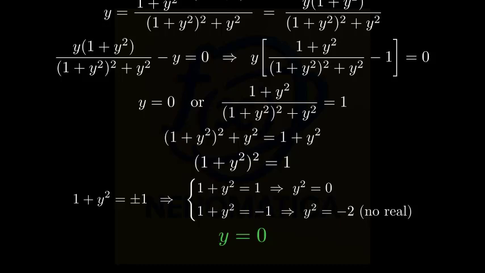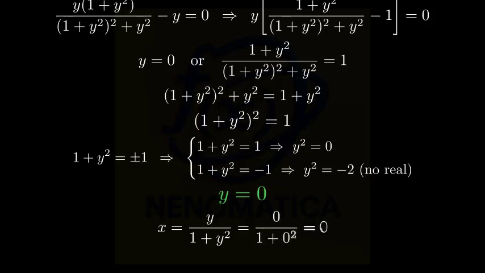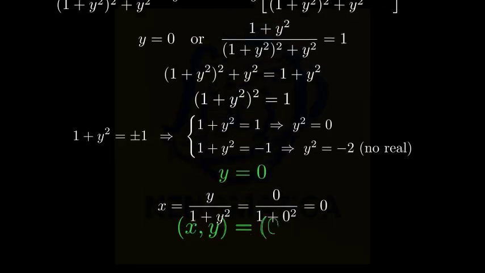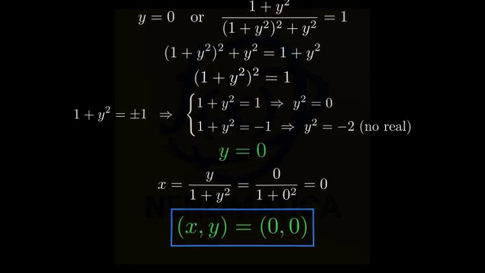Step 9. Back substitute into the first equation to find x. If y equals 0, then x equals 0 over 1 plus 0 squared, which is 0. So the unique real solution is the ordered pair (0, 0).